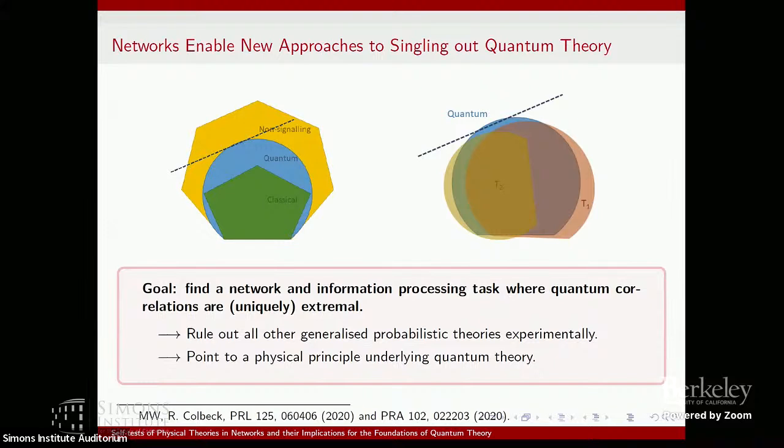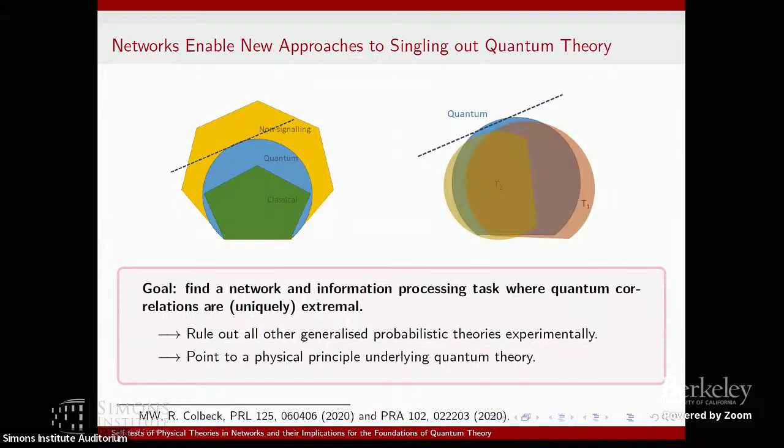And these have those problems that I just mentioned. If we change the network, it may be that quantum theory is optimal among all those generalized probabilistic theories with respect to some information processing task. And then this is a new way to look at the problem.